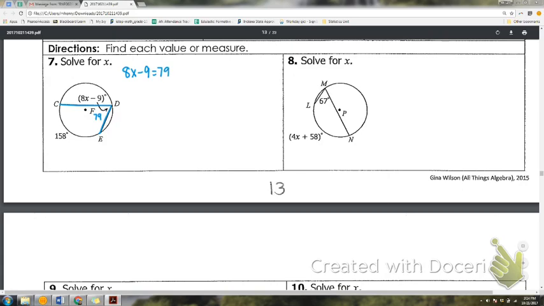Another way we could have done this one is to say if we double this angle, 8x minus 9, we should get 158. So if you do 2 times 8x minus 9, you should get 158. Either way that you do this is acceptable. I don't care which way you do it. Just make sure that you are doing it one of those ways. Okay, so if we go ahead and add 9 over here, we get 8x equals 88, so x is 11.